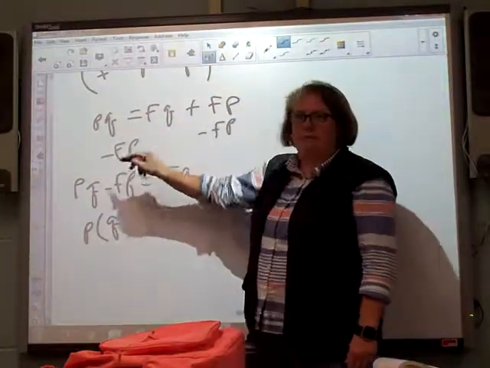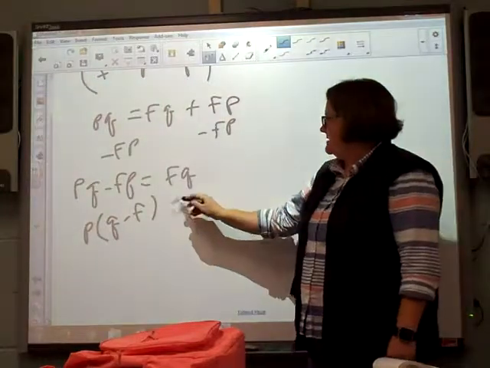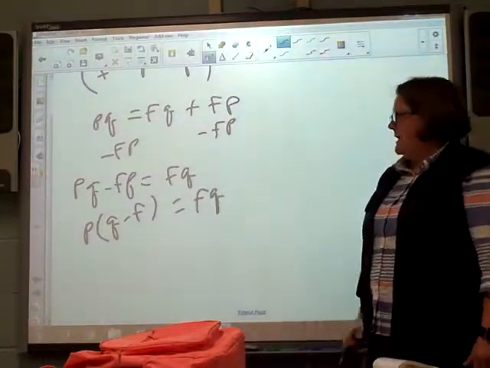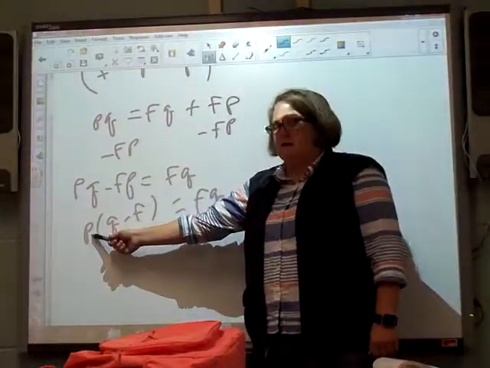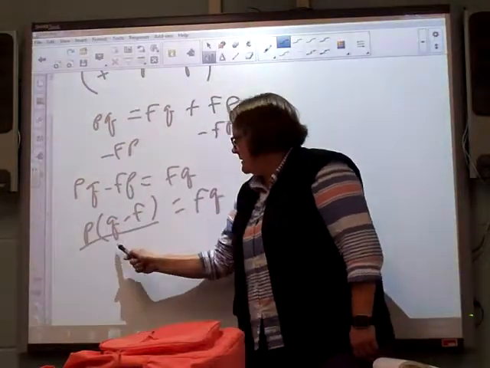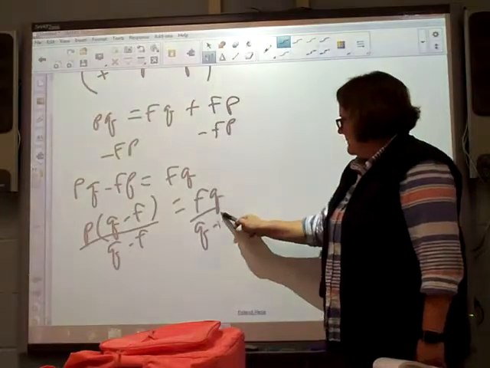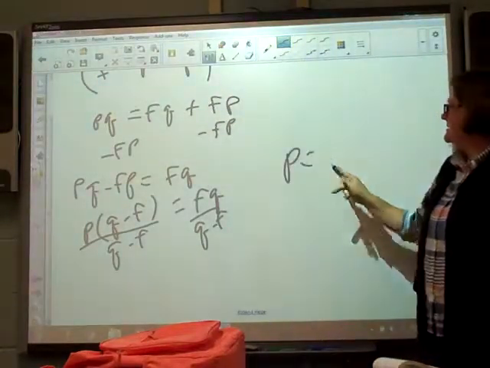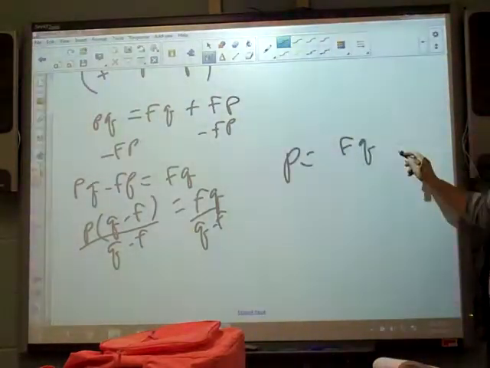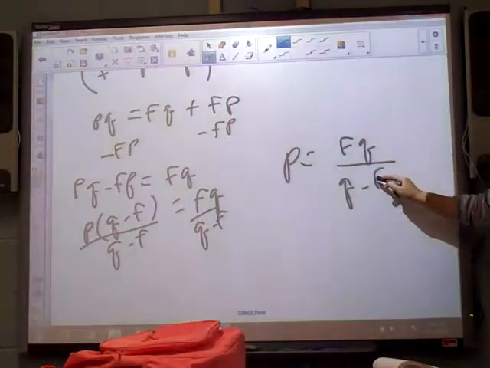Wouldn't these be the same thing? The reason that was a great move by Hayden is because I'm trying to solve for P. Now it's being multiplied by that, so I just got to divide by that. So P is FQ divided by Q minus F.